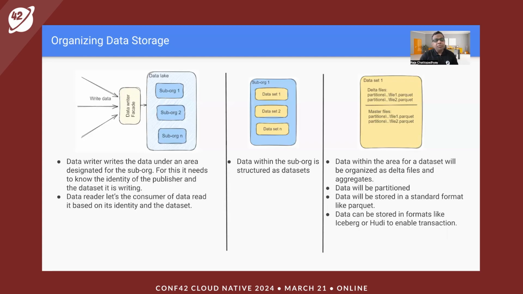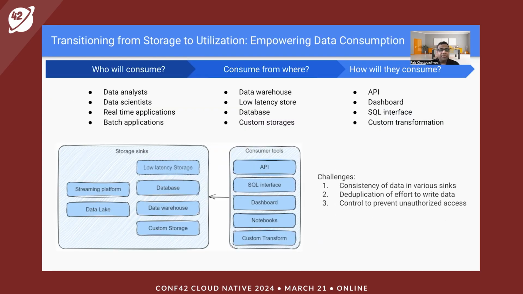So in short, I'm right now focusing on the write part: how the publisher will leverage the data writer component to store that data, then a little bit on how to organize that data within an organization, and then how to manage the delta that will come on a constant basis, or some predefined frequency. But we need to make sure that the deltas are coming, and the deltas are getting updated into the master files. Now let's transition from storage to utilization.